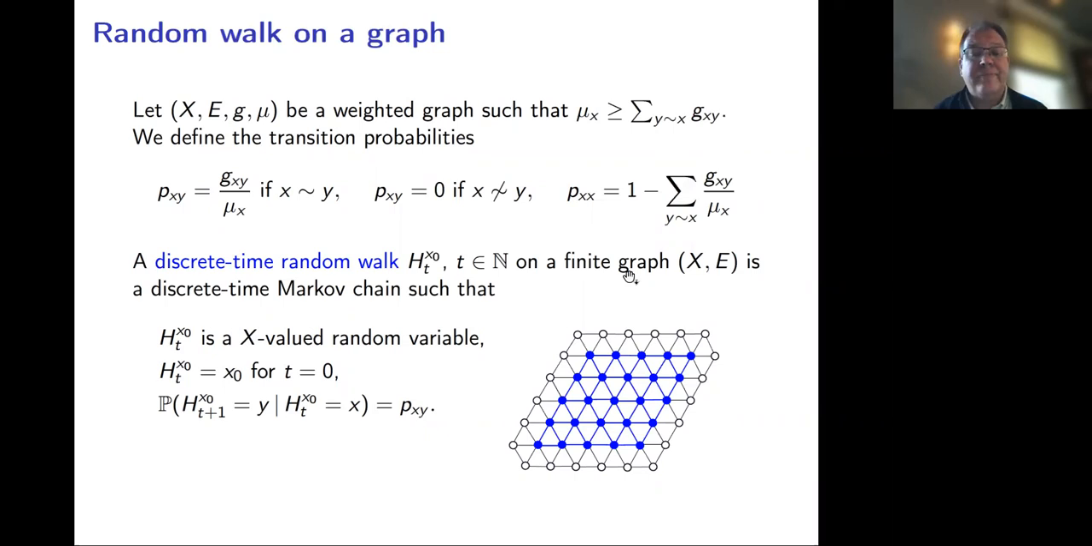Anyway, when these probabilities are defined, then we can define a discrete time random walk, that is a discrete time Markov chain that is defined here. At any time, t is now an integer, and the process has a value that is one of these vertices. So it is a process that jumps in this graph. We start from the node x0, that is this upper index. Then this is a Markov process, and if at time t we are at node x, then the probability that at the next time we will jump to node y is given by this transition probability p_xy. So this is the definition of the discrete time random walk on a graph.